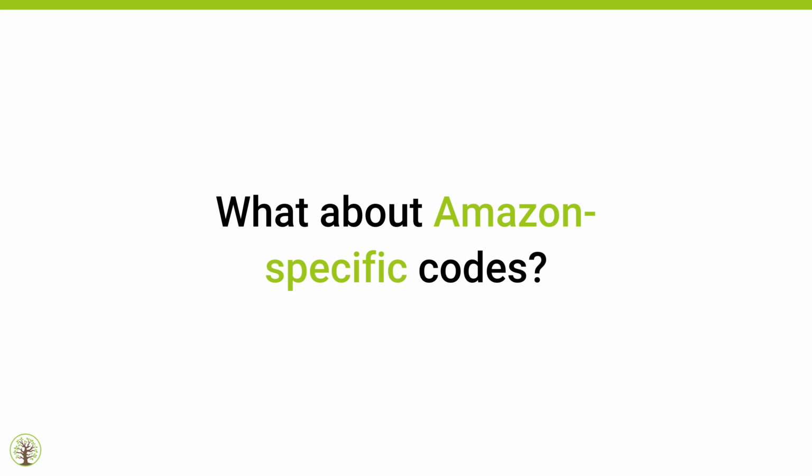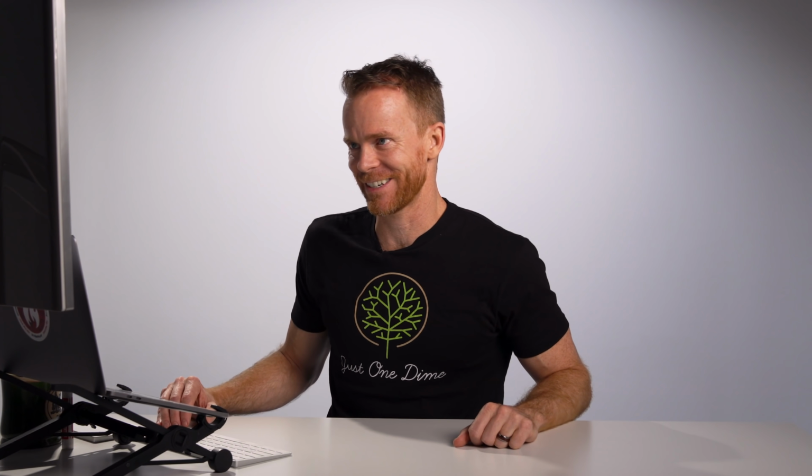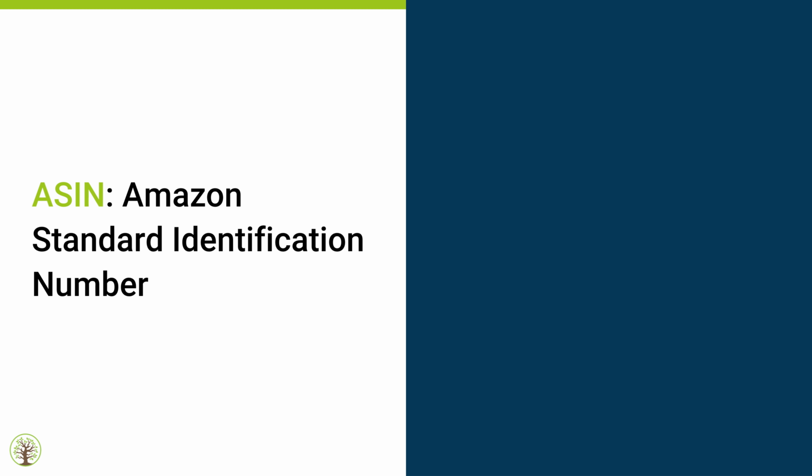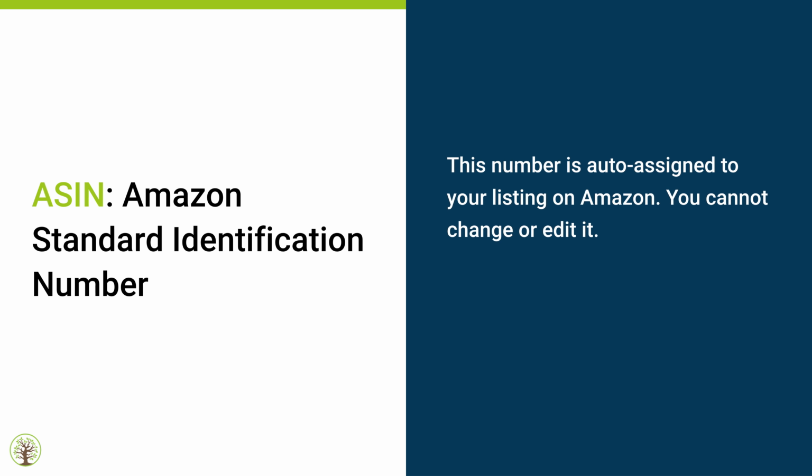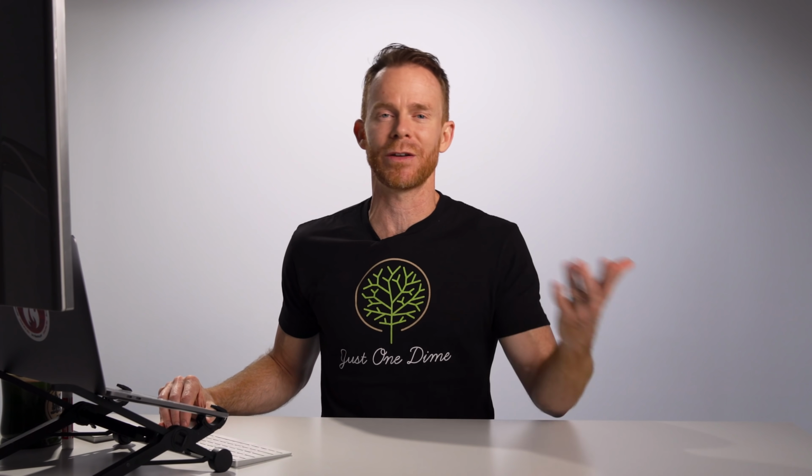Now what about Amazon specific codes? Now this is really interesting. You've probably heard of an ASIN. It is an Amazon Standard Identification Number. And the number is auto-assigned to your listing, and it is not something that you can change or edit. It is the easiest way to identify any listing on Amazon. If you know the ASIN, you can find the product.